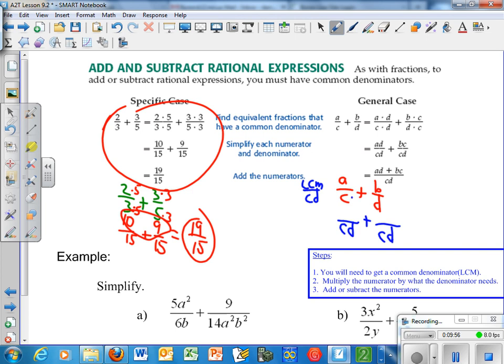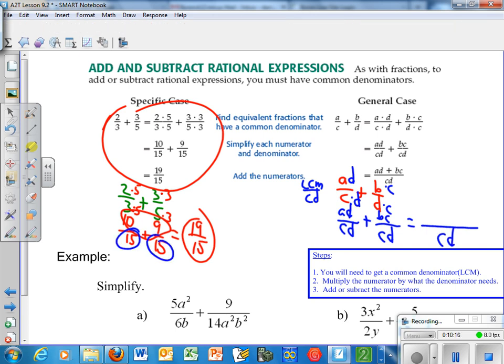Now, what do I multiply C by to get CD? Well, I multiply by D. So I multiply by D on top, so it's AD. You're not doing anything different than you did for numeric fractions, except you're getting variable expressions. Here I multiply the top by C, so it's plus BC. So now I get my common denominator of CD, just like over here when it was 15, it stayed over 15.